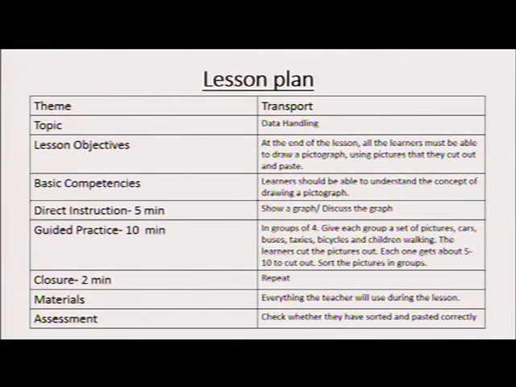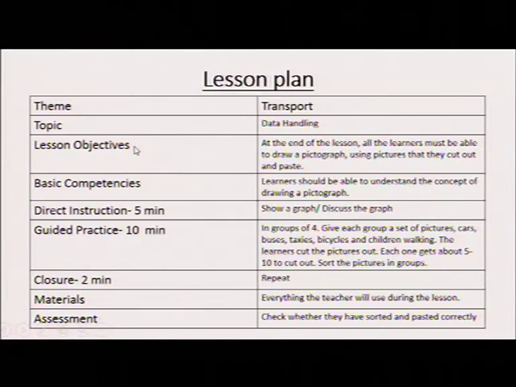Right. When it comes to a lesson plan, as a teacher, I should be able to know how to draw up a lesson plan, because this is what I will do for my life. Now, I have an example of a lesson plan. Here, my theme is transport. My topic can be data handling, because the data that I will be collecting will all be about transport. So my theme will be transport, and my topic is data handling.